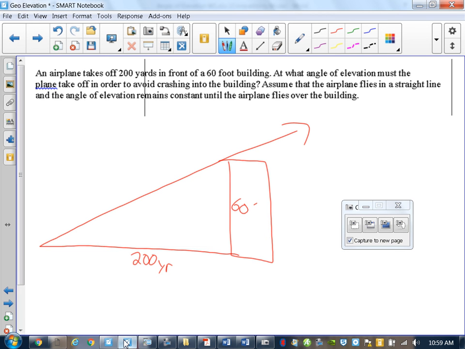It would always work either way if you do it correctly. But I always think it's easier to multiply than it is to divide. So how many feet are in a yard? 3. So what's 3 times 200? 600. So now you need to find the angle of elevation. What are you going to use? Tan.